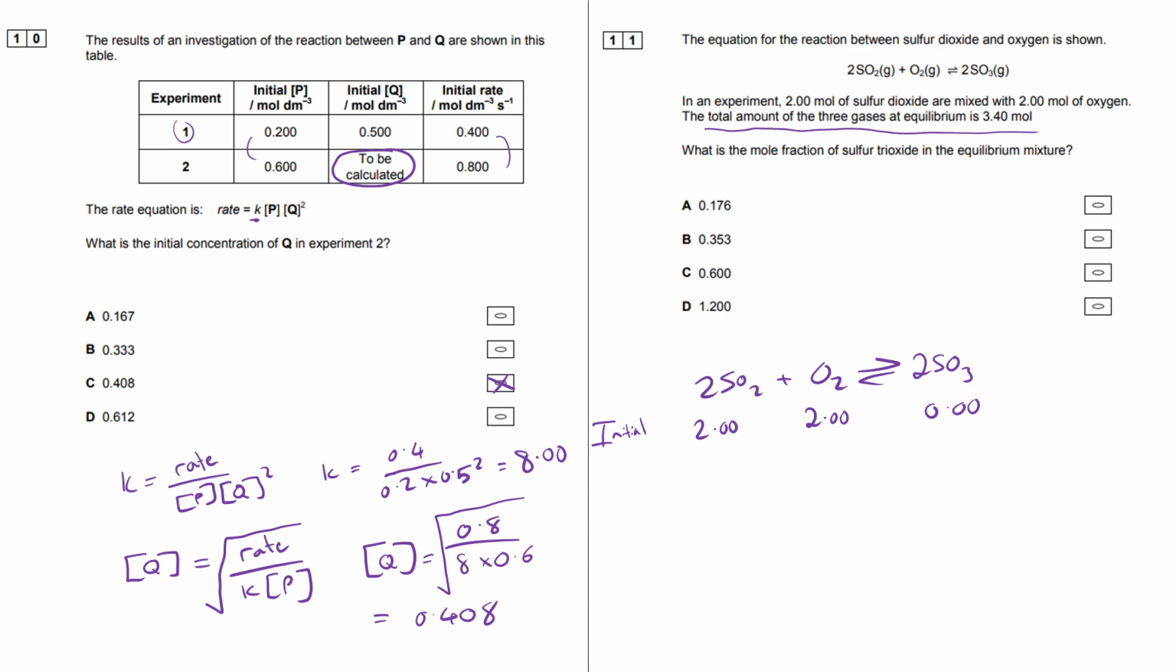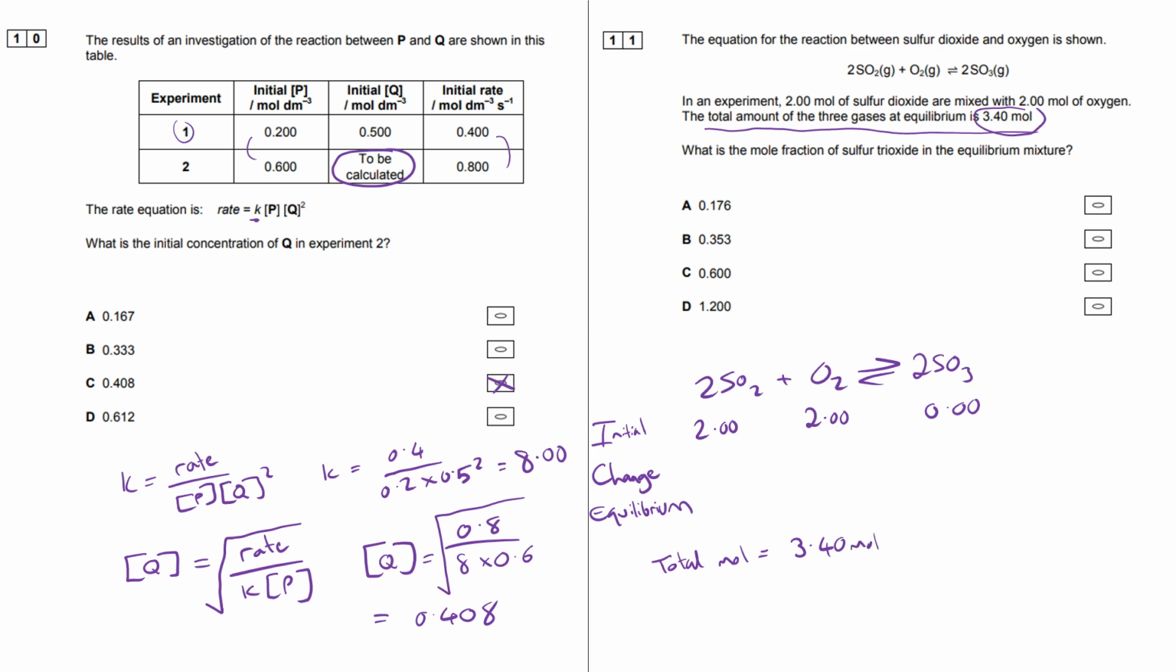If you're given the initial moles in an equilibrium reaction, you've probably done a table like this, sometimes referred to as an ICE table. Initial moles, change in moles, and equilibrium moles. So we don't know what the change in moles are, we don't know what the equilibrium moles are at this stage, but we do know that the total moles is 3.4. So if we had the moles of sulfur dioxide at equilibrium, the moles of oxygen at equilibrium, and the moles of SO3, the total moles again is 3.4.